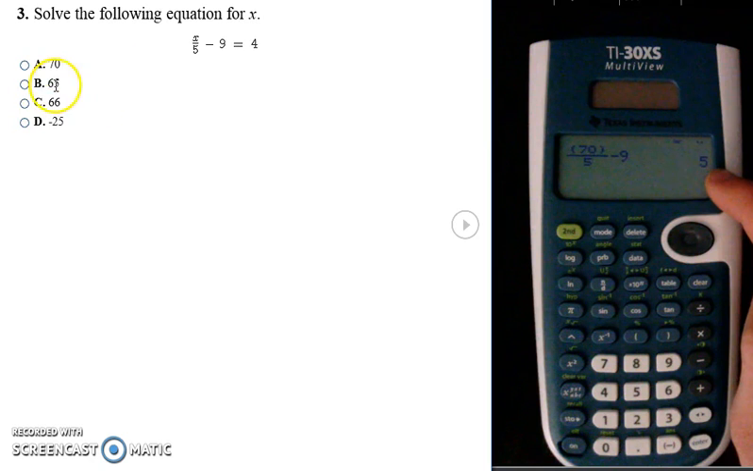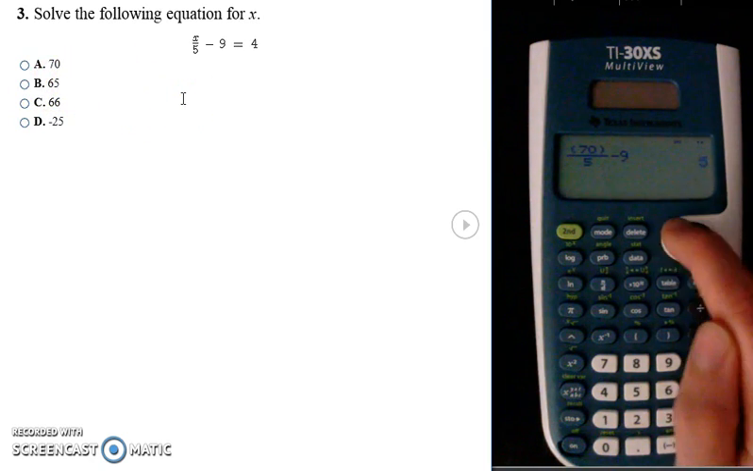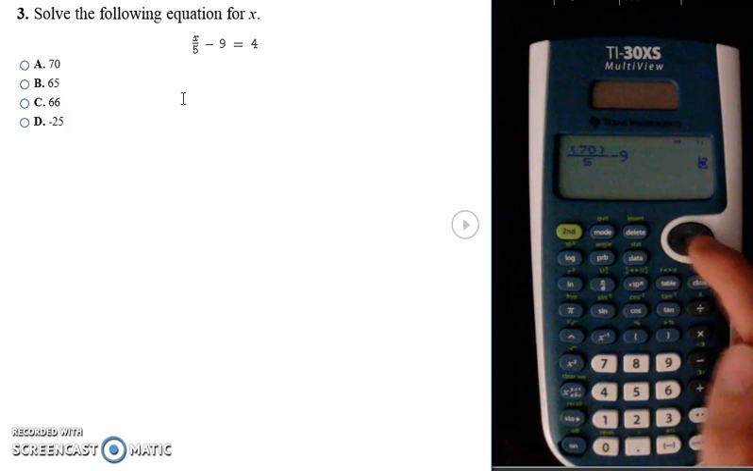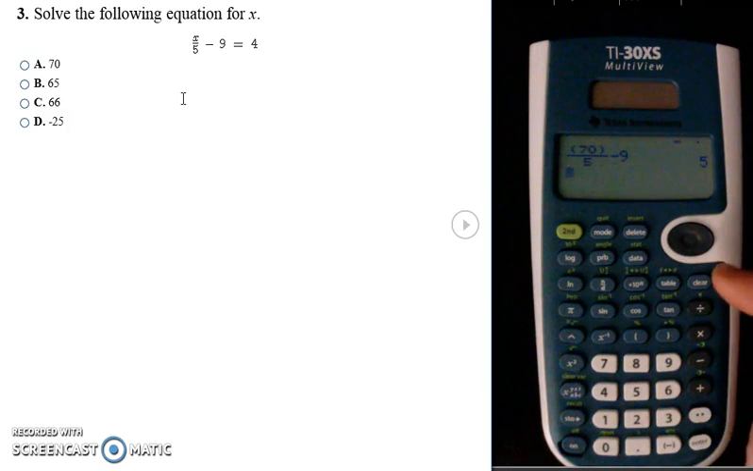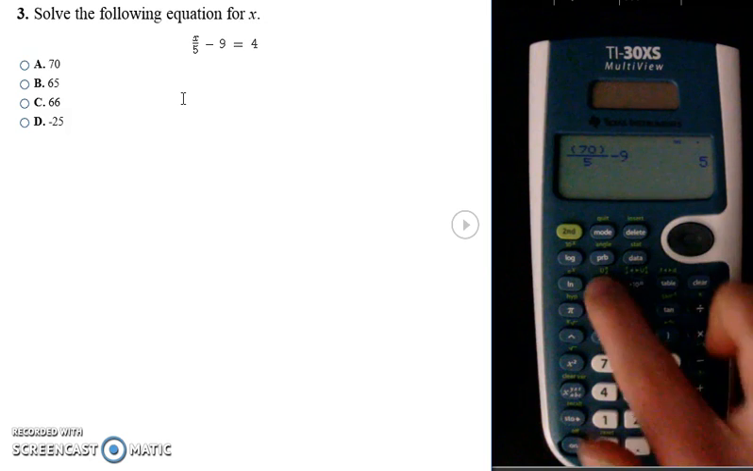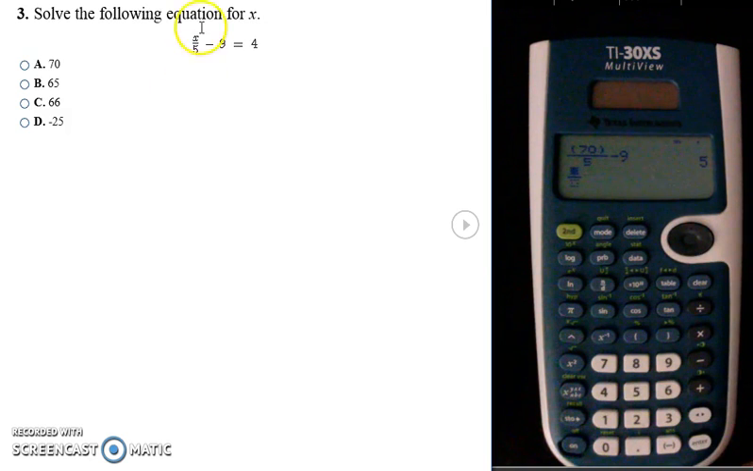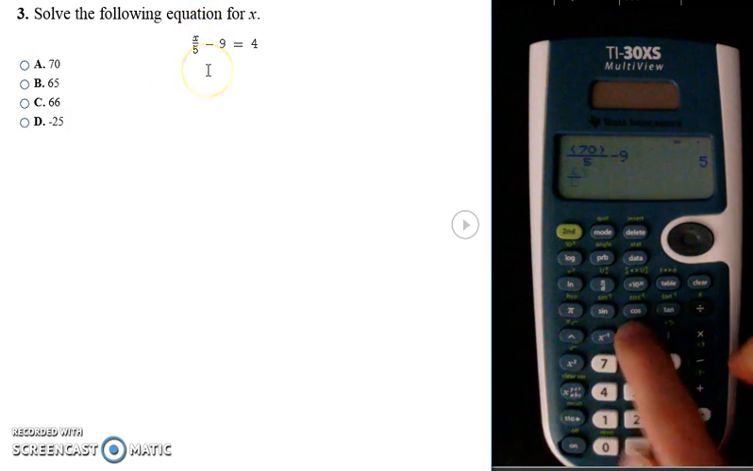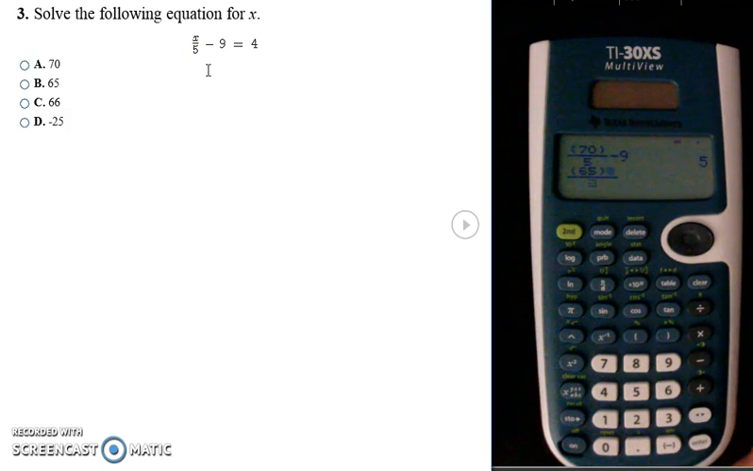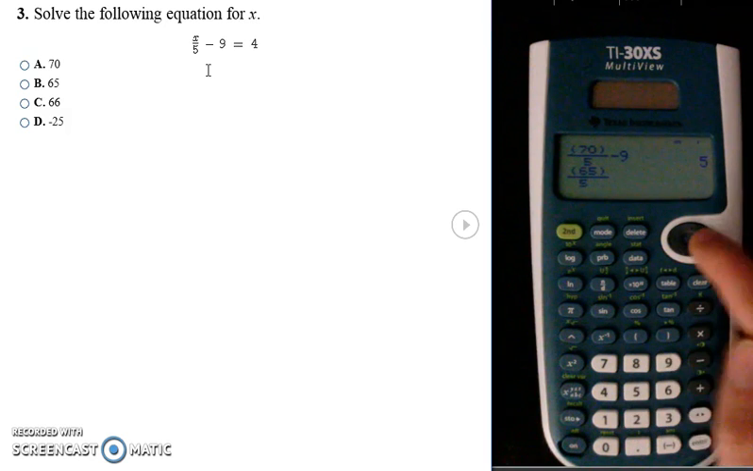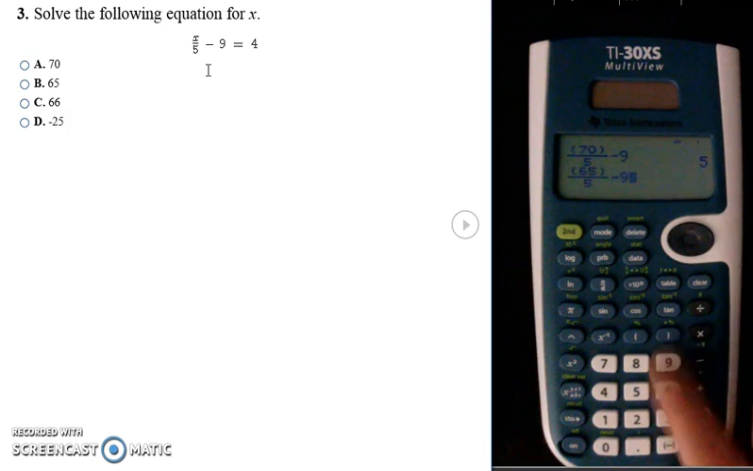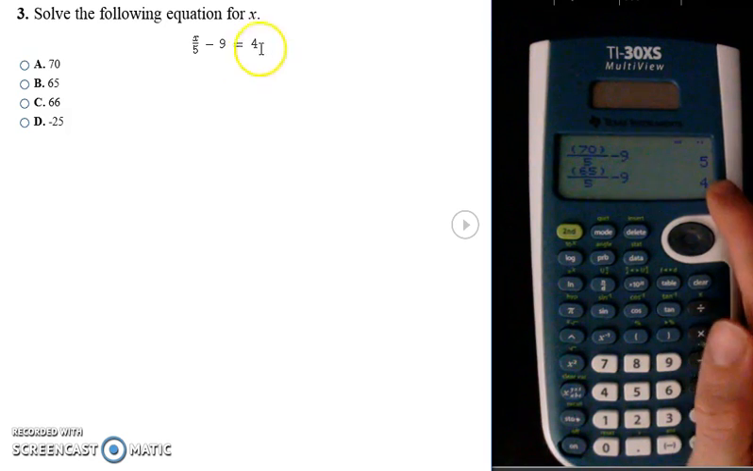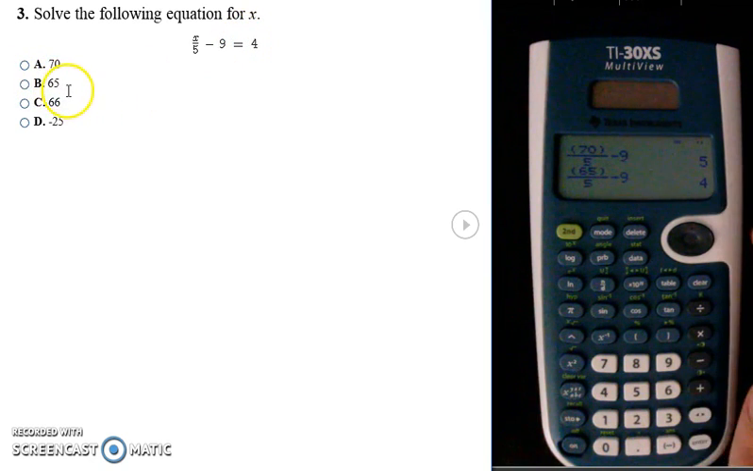So now I'm going to try the 65 in B. And I can actually just do the same process. So I'm going to press my fraction button, and remember in the numerator is where my x is, so that's where my parentheses 65 is going to go. Scroll down to the bottom and put the 5. Scroll to the right and put minus 9. Press enter, and that one does give me 4. So that means B, 65, is going to be my final answer.